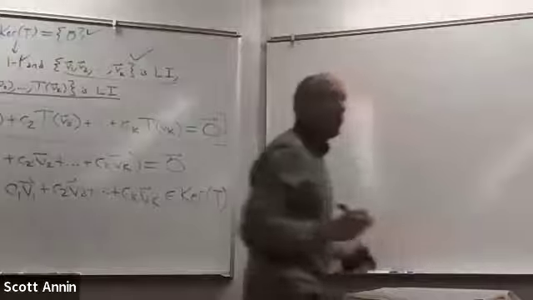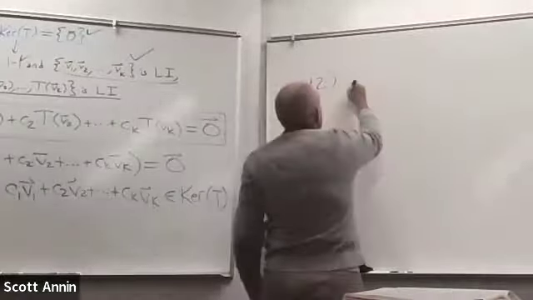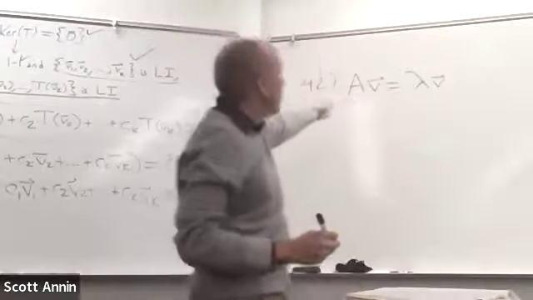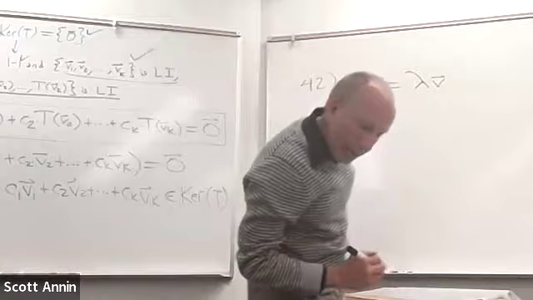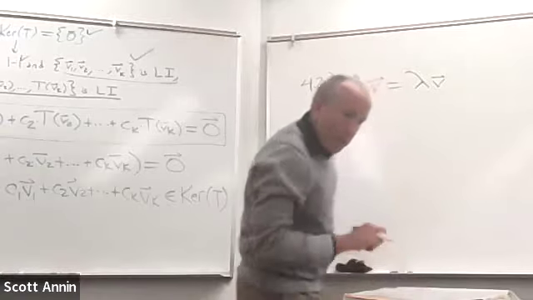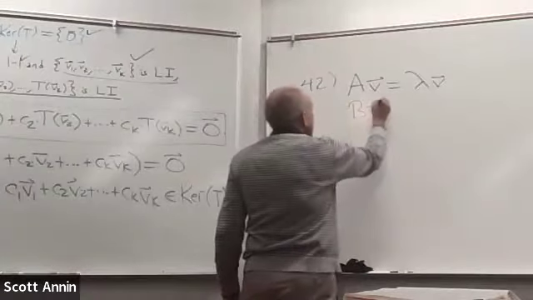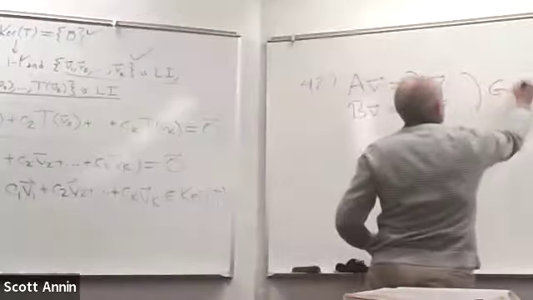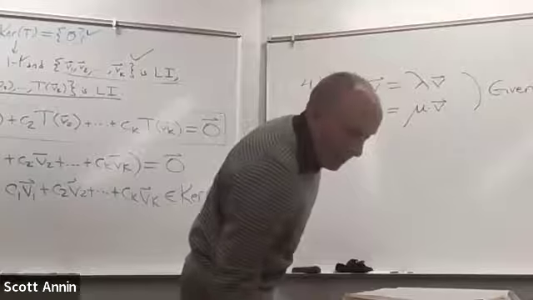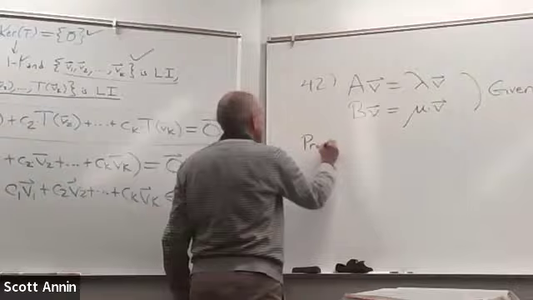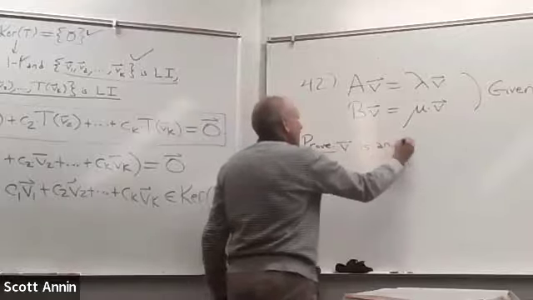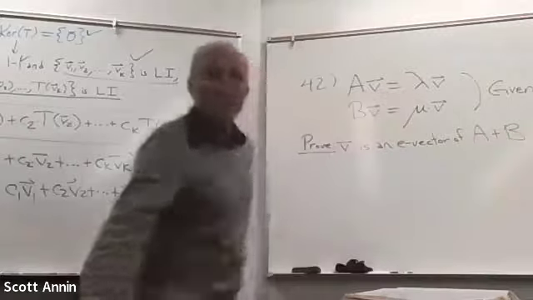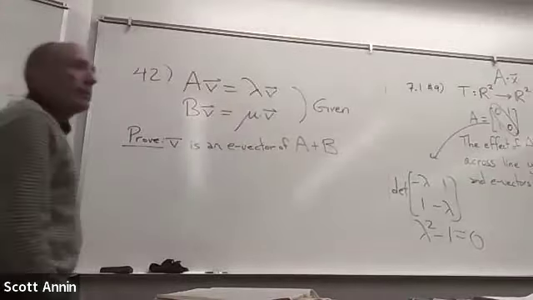So 42 is just very simple. It says if you have an eigenvector V corresponding to the matrix A with eigenvalue lambda, and V is also an eigenvector of another matrix B with a different eigenvalue mu. So if this is given, this will be really fast. It just says prove that V is an eigenvector of A plus B. Just to prove that. Okay, so this is very quick.